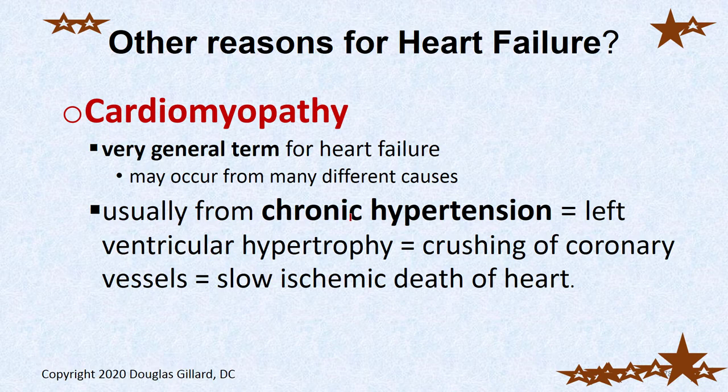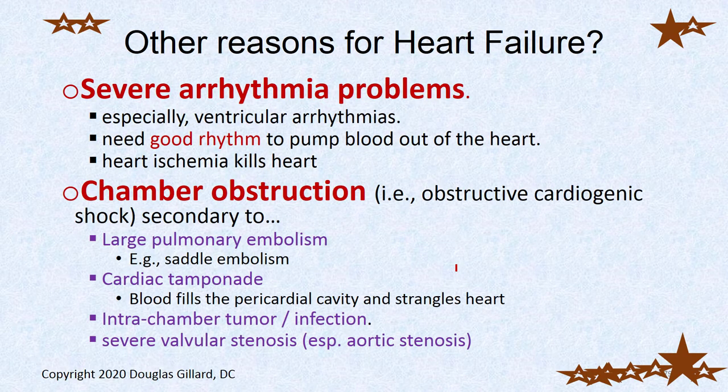So chronic hypertension, left ventricular hypertrophy, it also crushes the coronary arteries, right? And it causes ischemia of the heart, which makes the output even worse. So another mechanism there.